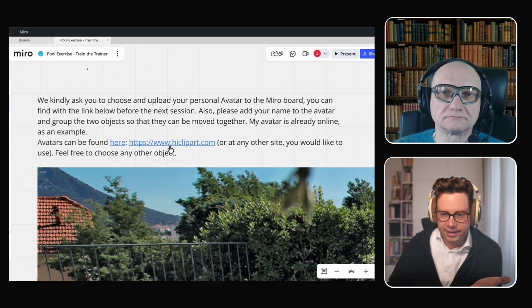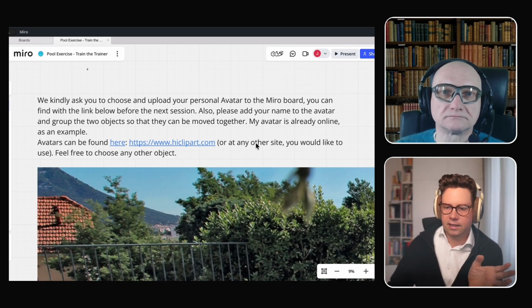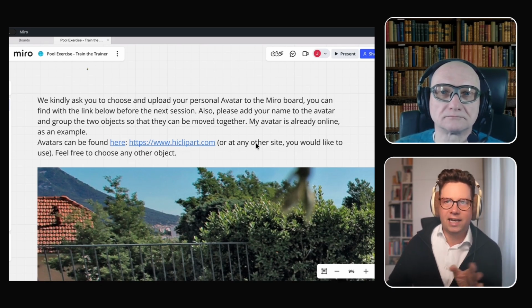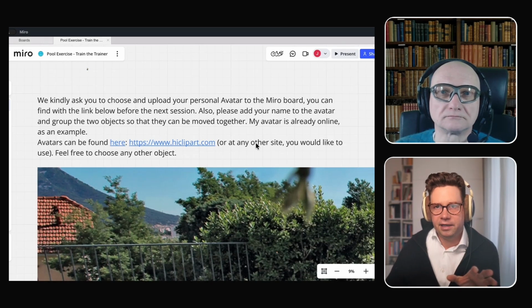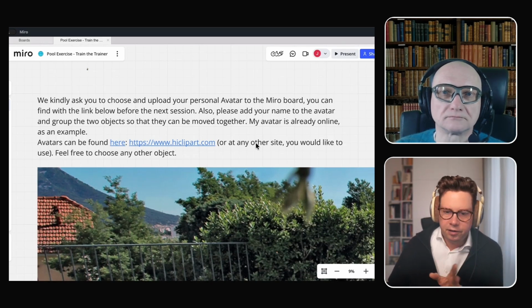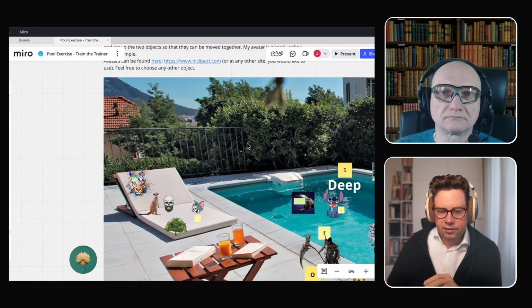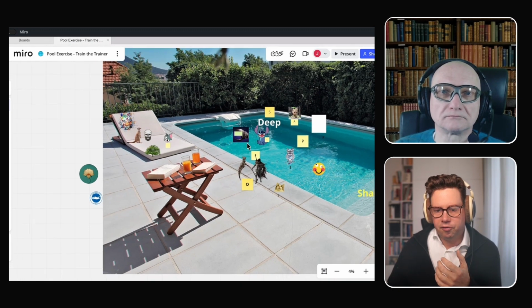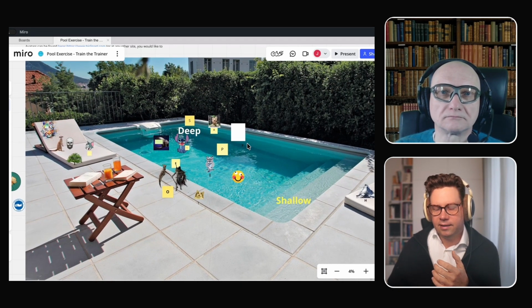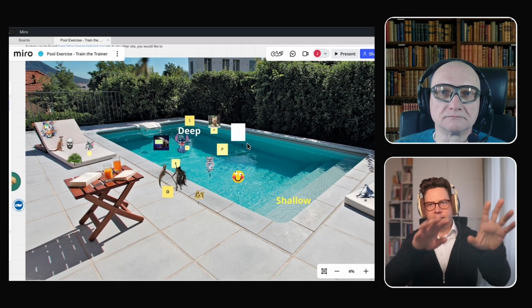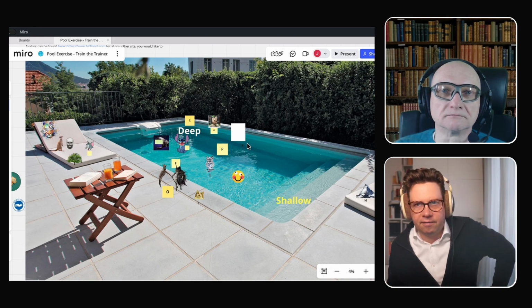Avatars can be found here or at any other site you would like to use. Feel free to choose any other object. Whatever they think, whatever they want to use, feel free to use it. So that is what you need to check before the session. And then we tell them, now place your avatar, and everyone is scrambling on the board and placing the avatar.